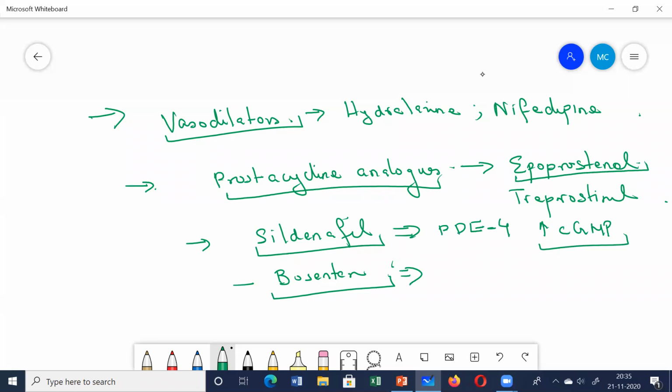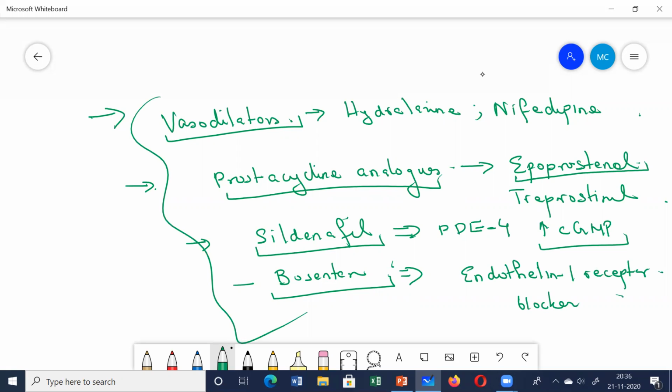Bosentan is an endothelin receptor inhibitor. Endothelins cause vasoconstriction. So if we give an endothelin 1 receptor blocker, this can also cause vasodilation. Bosentan has also been used for pulmonary hypertension. So these are the main drugs we use for the treatment of pulmonary hypertension: vasodilators short-term, prostacyclin analogs like epoprostenol, sildenafil, and bosentan.